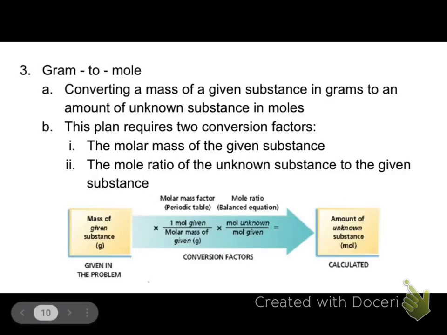So the process would look like this. You'd have the mass of the given substance in grams. You would take that times the molar mass of your given substance, which you can get from the periodic table. And then once you have your moles of a substance, you'll take it times the molar ratio conversion factor you've made from the balanced equation to get moles of your unknown substance. So like I said, this is just the reverse of what we have been doing in the last problem.